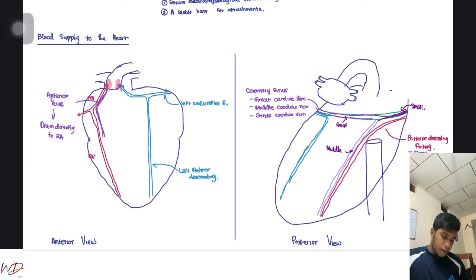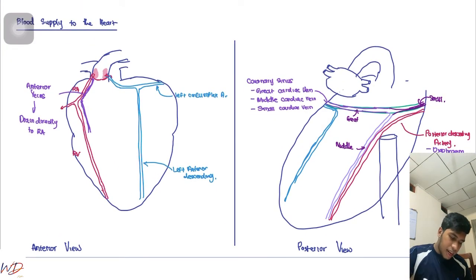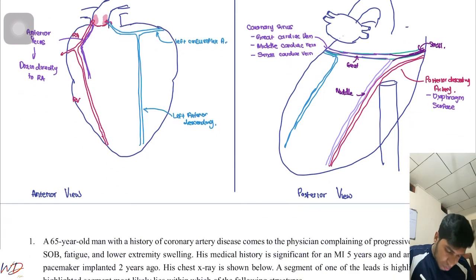So this is the blood supply of the heart. And I want to add one more point. This is the artery, as you can understand, that supplies the left ventricle. Now follow me in this. So the left ventricle is the side which is mostly affected by myocardial infarctions.